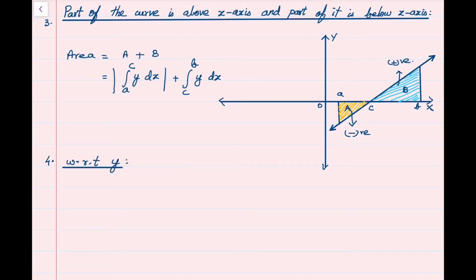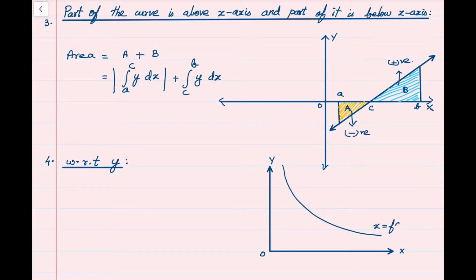The fourth case is with respect to y, that is, when the area is bounded by the y-axis. Let us consider a curve x equal to f of y. This is the line y equal to c and this is the line y equal to d. Let us shade the region bounded by y equal to c, y equal to d, the curve x equal to f of y, and the y-axis.